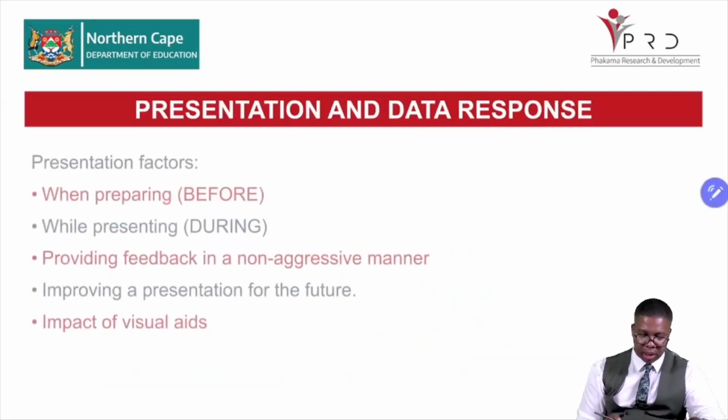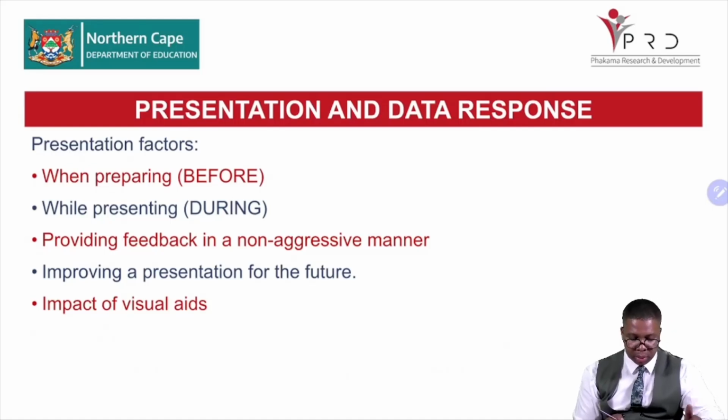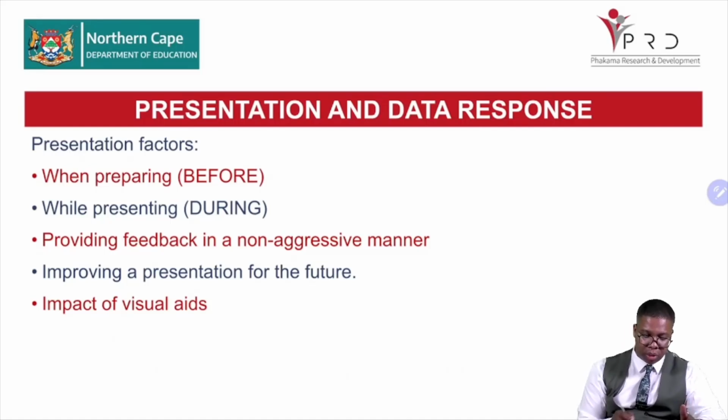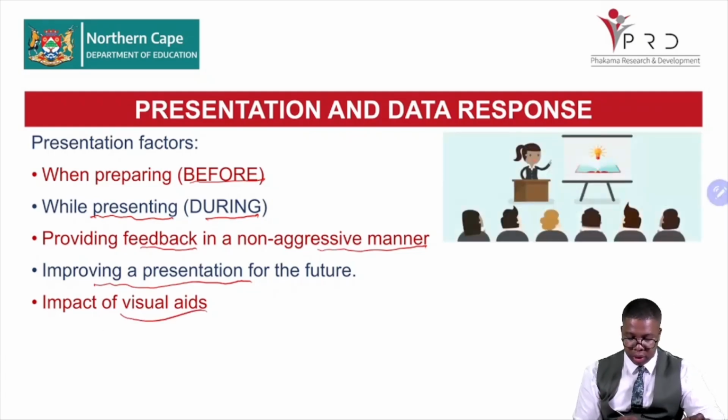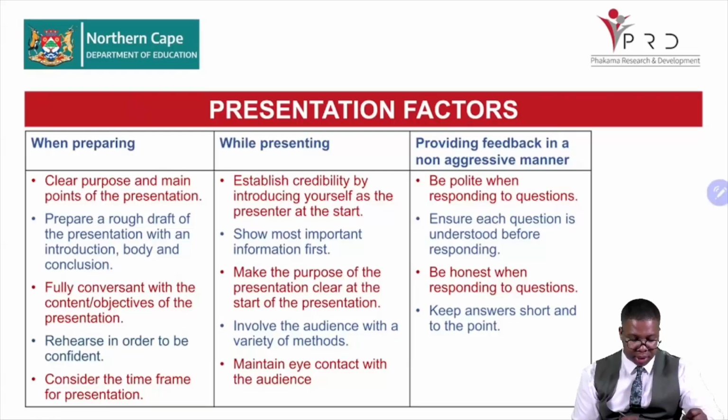Then we look into presentation and data response. This is the last part. We will be looking into factors to be considered before, when preparing, and factors to be considered while presenting. This is during the presentation, and also you need to know factors to master around providing feedback in a non-aggressive manner or in a professional manner. Then presentation factors that you should also know are how to improve the presentation for the future and maybe the impact of visual aids. Those are always important when you look into the presentation.